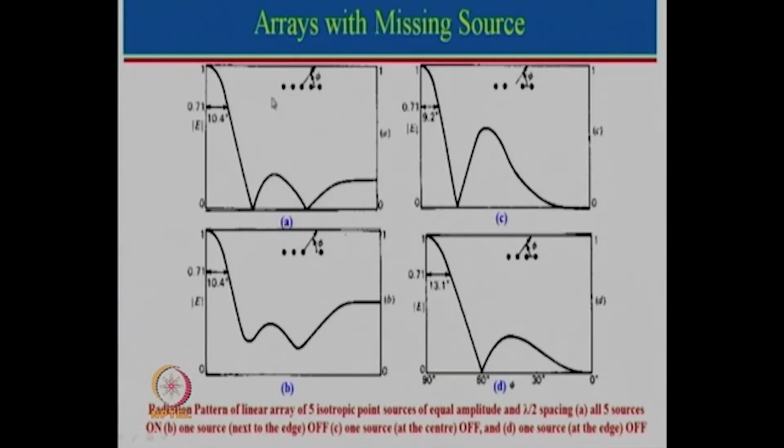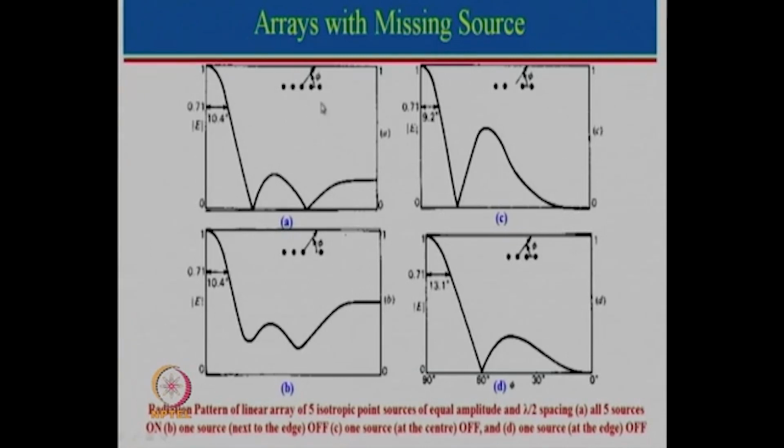So, here is the case when all the 5 elements are fed with equal amplitude and equal phase. In this particular case, there are 5 sources, each source spaced at lambda by 2. So there are 5 elements. This array factor is very similar to the array factor we derived earlier, and for this case you can see that the beam goes to 0.71 at 10.4 degrees, where this angle varies from 0 to 90 degrees. So the half power beam width will be double of this.